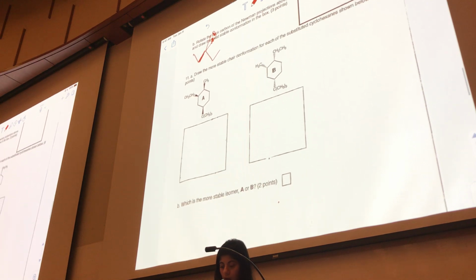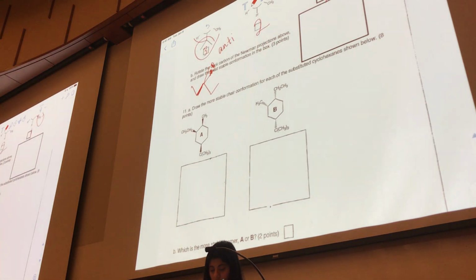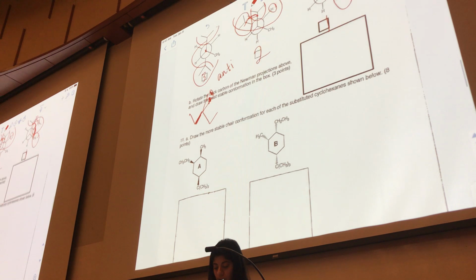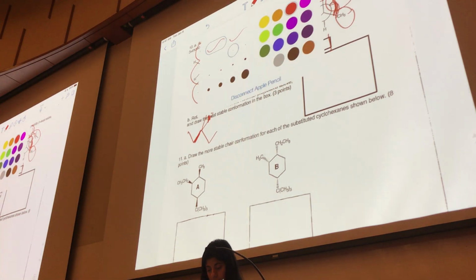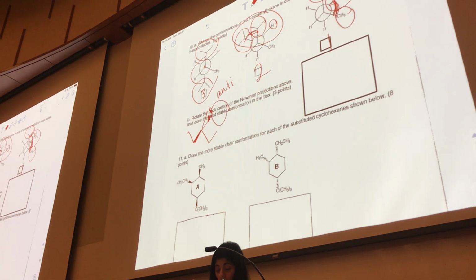Okay. Rotate the back carbon of the Newman projections above and draw the most stable conformation in the box. Or the least. I was like, didn't we just do that? Draw the least. Okay, so we're only going to rotate the back one, so let's just start off making our lives easier and draw the front one the exact same as it was shown. So CH3 with our isopropyl going up like that, and you can draw it in line angle if you want to.